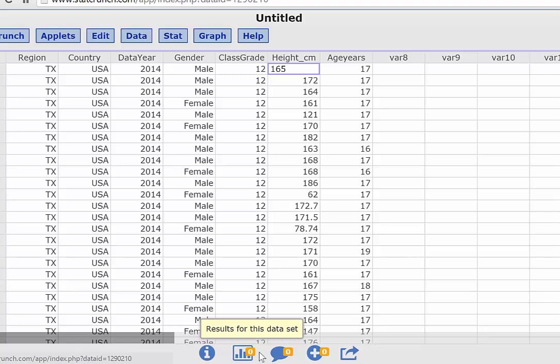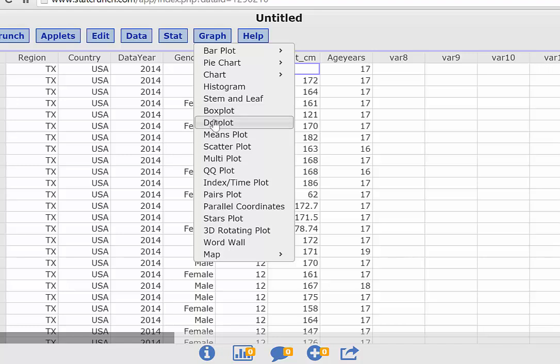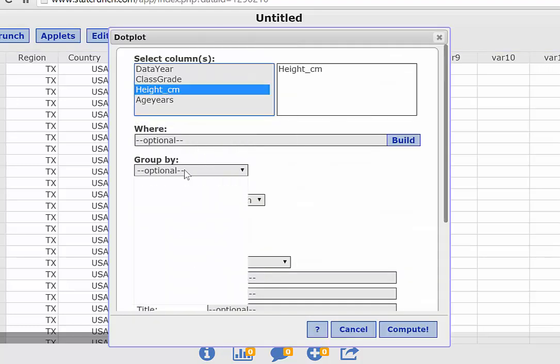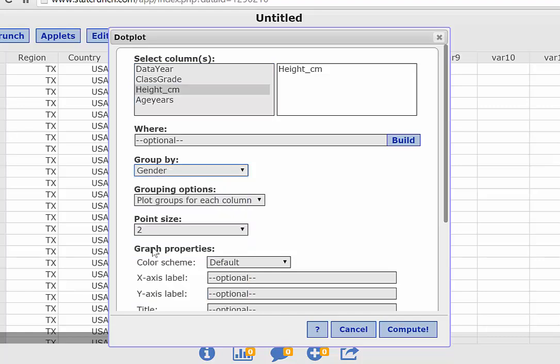We have a data set loaded in StatCrunch that has males and females listed and their associated heights for a group of 12th graders in Texas in the year 2014. And we're going to compare these two data sets, and we'll do that by looking first at a dot plot. So we'll click Graph, Dot Plot, Height, Group by Gender.